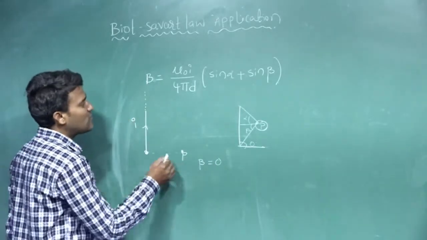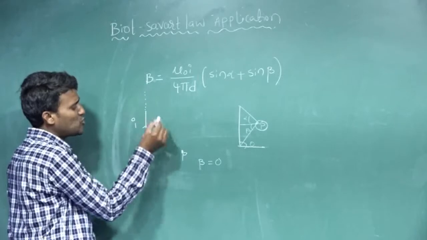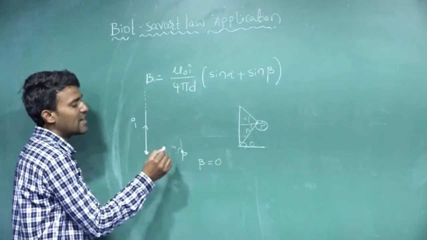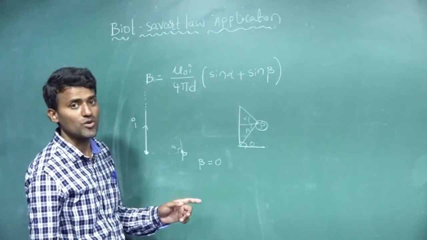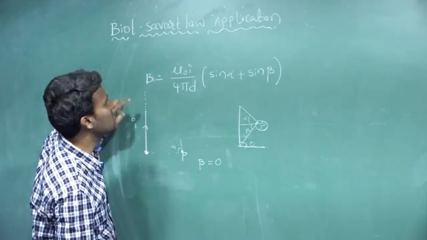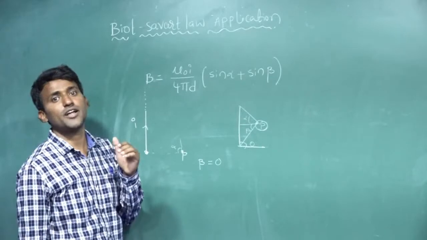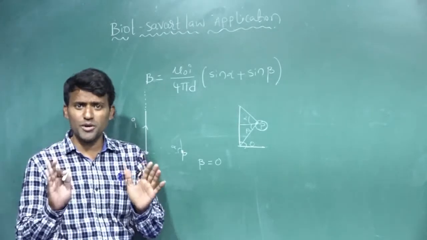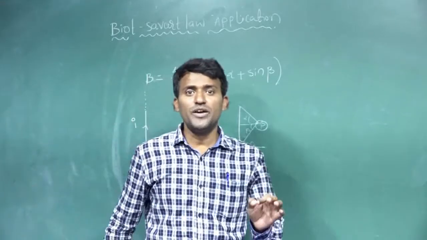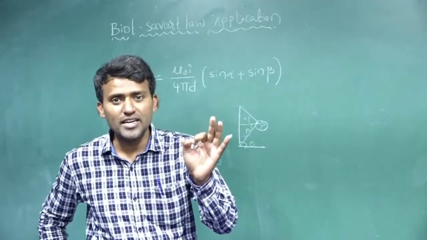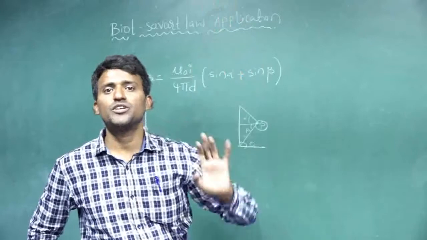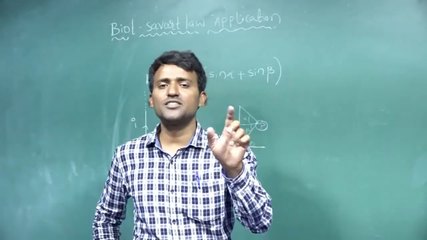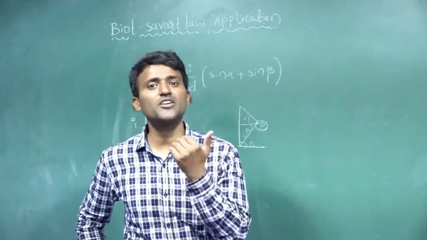Now what about alpha? Infinite means the alpha angle is 90 degrees. Just now I told you. When it is an infinite conductor and the point is at infinite distance, you can blindly take alpha equal to 90 degrees. Just now I gave an example.